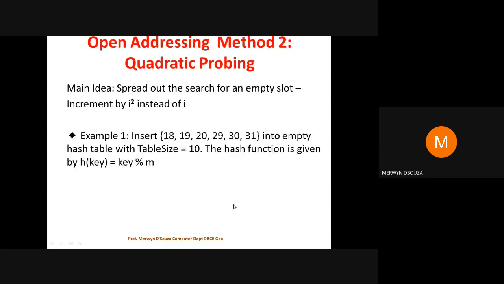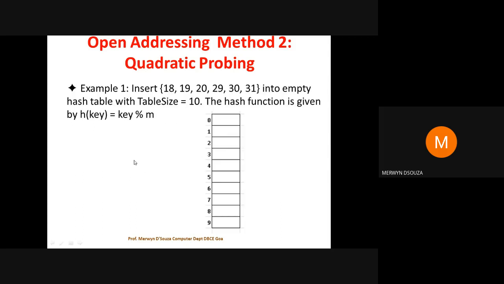So let's look at the second method, quadratic probing. In quadratic probing, it's similar to linear probing, but when you're searching for an empty slot, you increment by i squared instead of i. Again, let's take the same hash table and the same hash function to understand quadratic probing. Let me do this quickly now. The data have changed slightly. It's not the same data as previous, but let's see how it works.